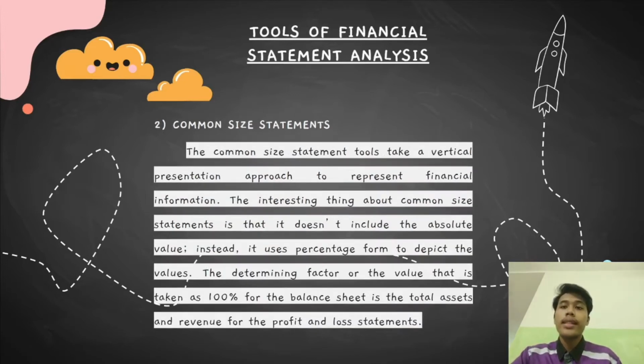The common size statement takes a vertical presentation approach to represent financial information. The interesting thing about the common size statement is that it doesn't include the absolute value. Instead, it uses percentage form to depict the values. The determining factor, or the value that is taken as 100% for the balance sheet, is the total assets, and revenue for the profit and loss statement.